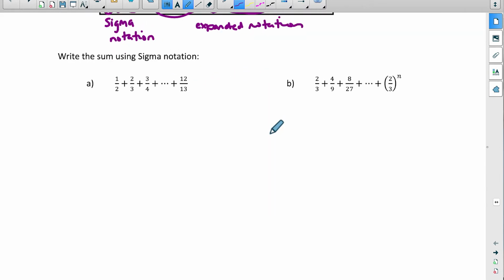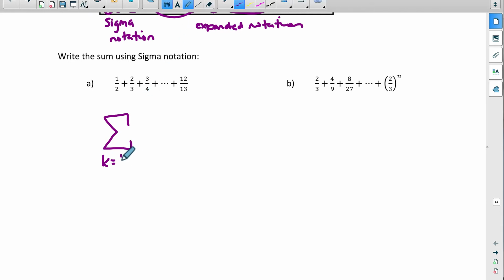Okay, so the first thing we're going to do here is write these addition statements using sigma notation. So we're going to write it using this. When you see this, you might think that you start by saying n equals or k equals 1/2. And that's possible, but let's look for a pattern here. If you look at the numerators, it goes 1, 2, 3, I assume it goes 4, 5, 6, 7, 8, 9, 10, 11, 12, and on the bottom, 2, 3, 4, 5, 6, 7. Oh, so the denominator is always 1 more than the numerator.